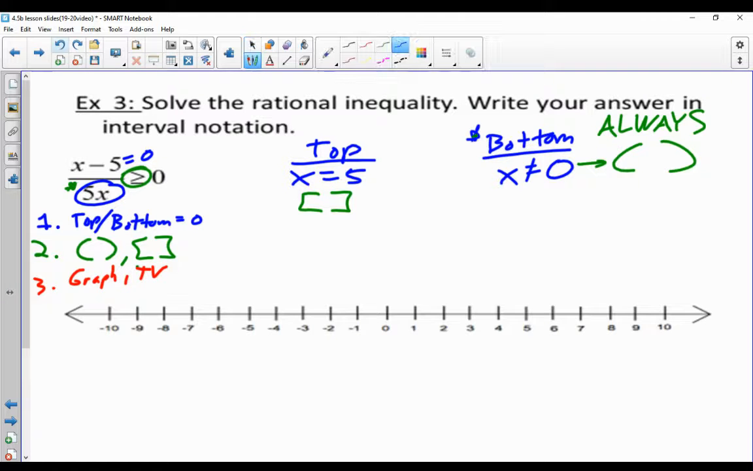All right, so let's first graph the top, where the top is right at 5, and it's going to have closed brackets around 5. All right, looks good. Now we got to do the bottom. The bottom is stationed at 0 with open parentheses. So open parentheses around the 0. And with that, we have the graph.